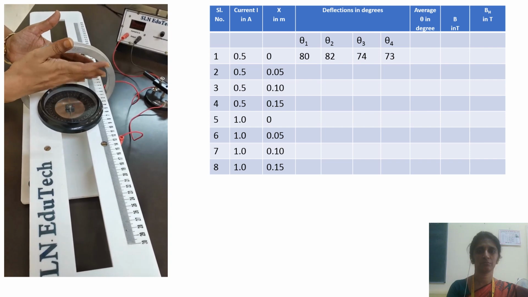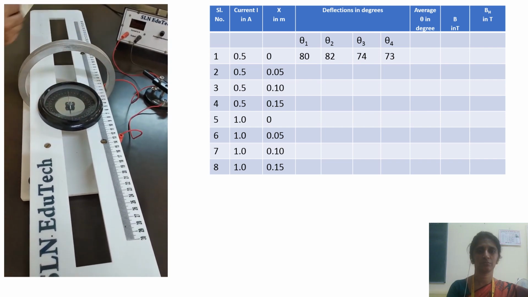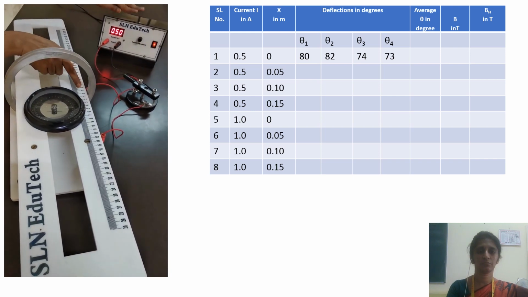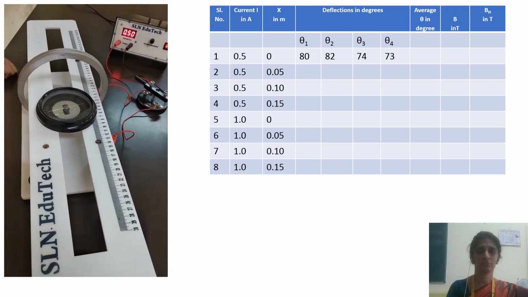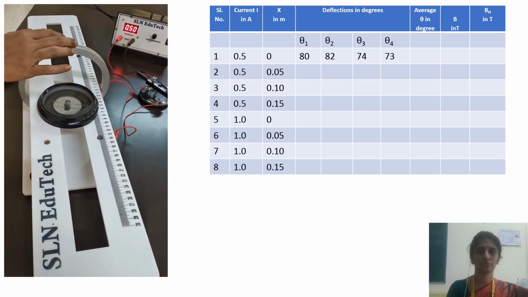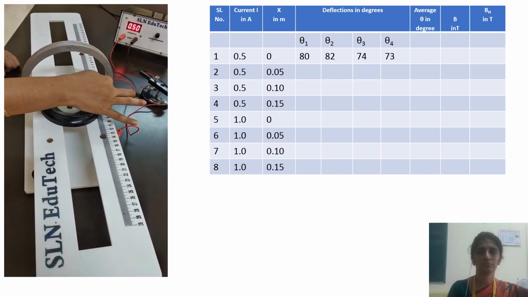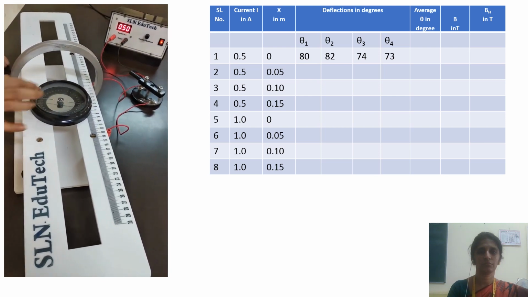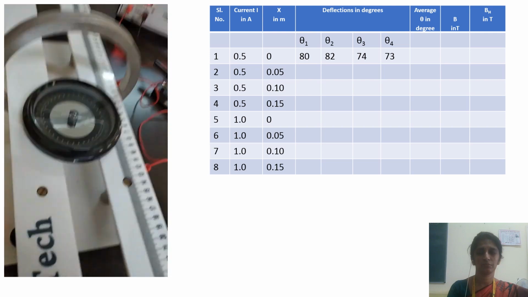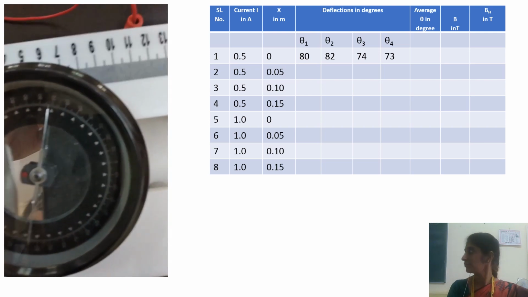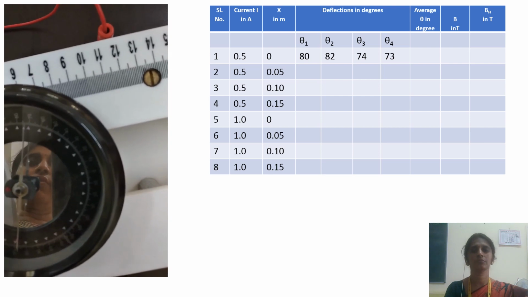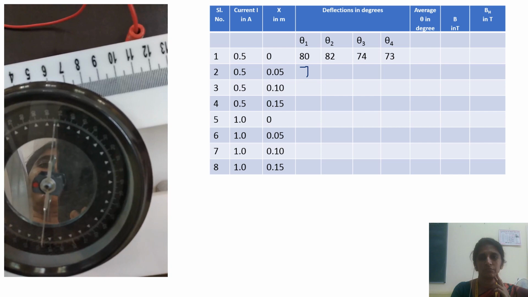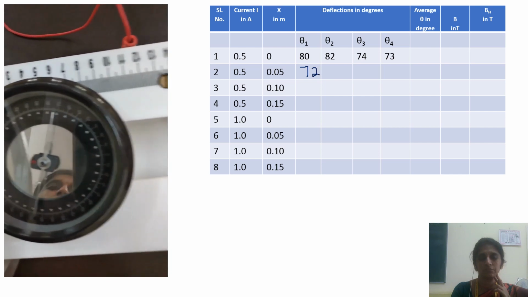Now the compass is 5 centimeter away from this circular coil. So let us repeat the experiment which we did at the center of the coil. When x is equal to 0, we have taken a reading. Now x is 5 centimeter, so again I have to take a reading. First note down theta 1 and theta 2 from the reading, which appear to be 72 and 75. So this is theta 1, theta 2.